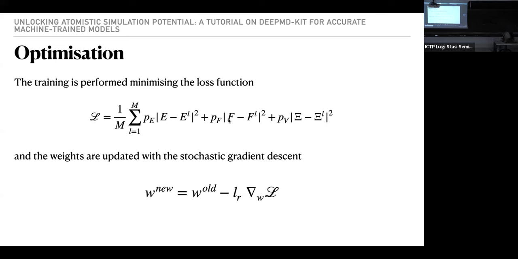This is a very crucial factor, and also the fact that we have so many forces with respect to the energies alleviates this, because we usually have two orders of magnitude more forces than energies. So the training is performed minimizing this, and the weights are updated with stochastic gradient descent. You are not computing the loss on the whole dataset, because that would be a big effort. You randomly select some data and compute the loss just on those, and this also helps the convergence, the reaching of the minimum of the loss function.